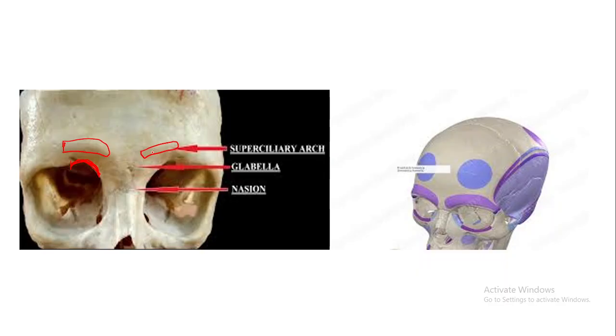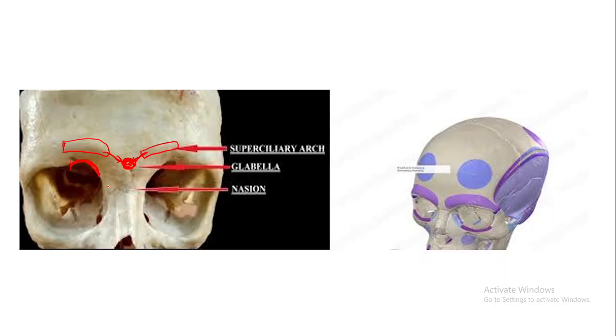These superciliary arches overlie the frontal sinuses, so they are present above the frontal sinuses. They are more prominent in males. Then there is a round elevation at the junction of the two superciliary arches. This portion is called the glabella. So a rounded elevation which joins the two superciliary arches in the middle is called the glabella.